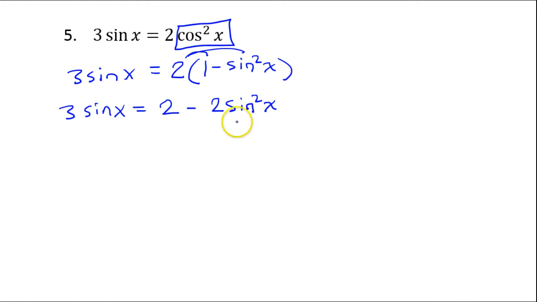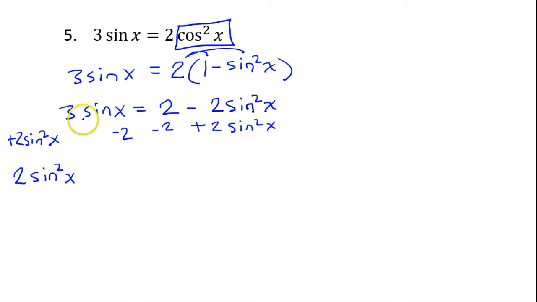All right, let's get 0 on one side and see if we can factor. So I'm going to add 2 sine squared x to both sides. And I'm going to subtract 2 from both sides. All right, that's going to give me 0 over here. And I will carefully put these 3 terms in the correct order, descending exponential order. So my 2 sine squared x goes first.